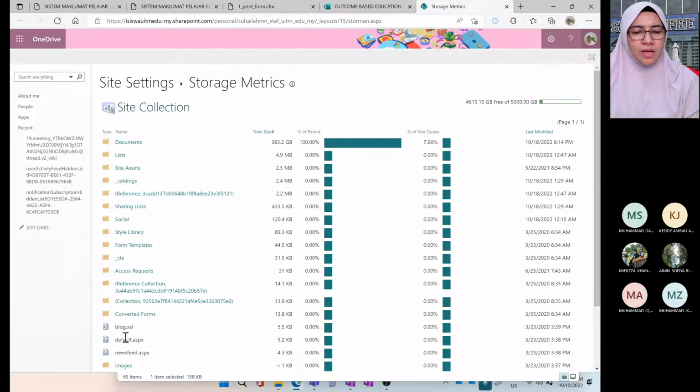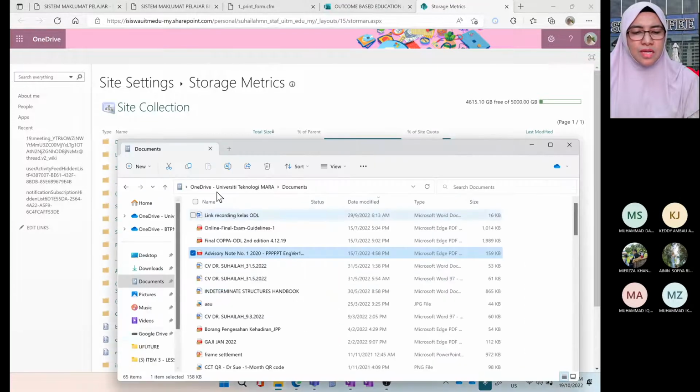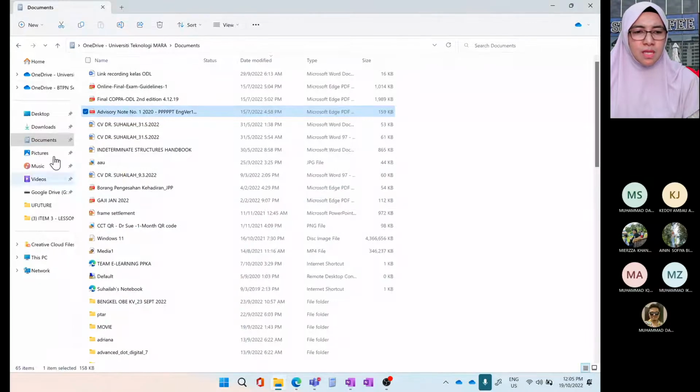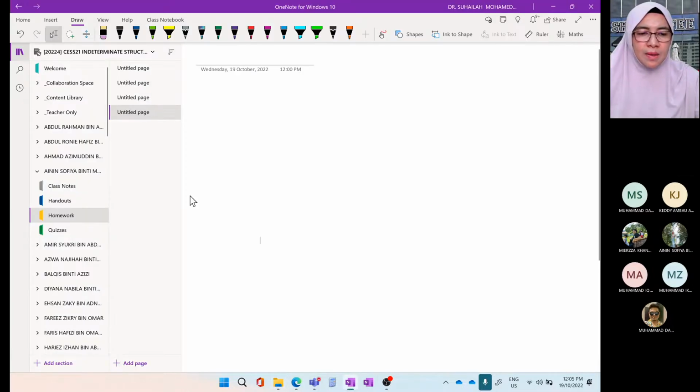So OneDrive tu, you boleh generate OneDrive UITM dekat your file explorer macam ni. So this OneDrive ni ada 5 terabyte storage. So simpan all your e-book. Kan you pergi cari e-book, lepas tu simpan dalam ni, masukkan dalam OneNote so that you boleh access at any time. So simple guna ni. Gunalah 5 terabyte tu, as long as sign in, mesti guna ID iSiswa.